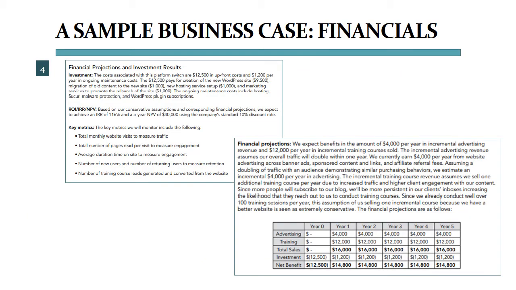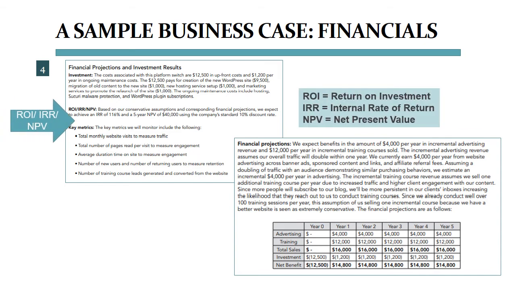As we have already seen, each business case has to predict the value that the company will gain from investing into the project. That's why the next section talks about the numbers. Do you recognize some of the terms you've seen earlier? ROI stands for return on investment. IRR stands for internal rate of return, and NPV stands for net present value. But how did they come up with those numbers? Take a look at the financial projections here and cross-reference the explanations with what you see in the table.